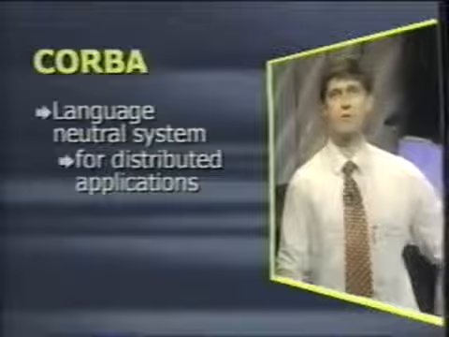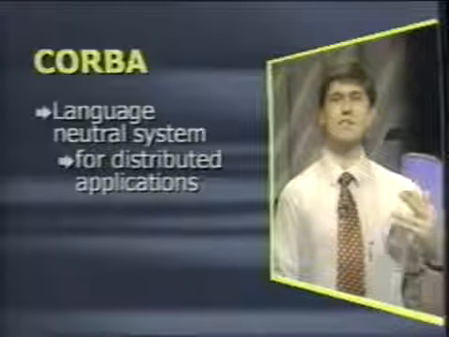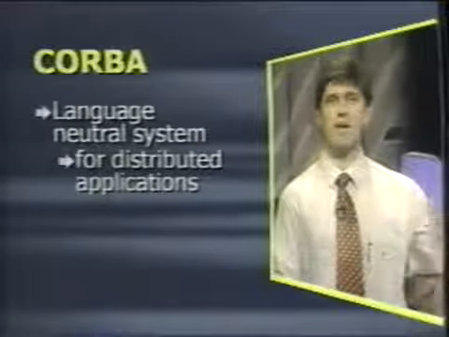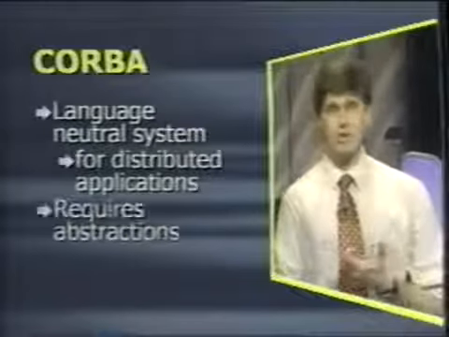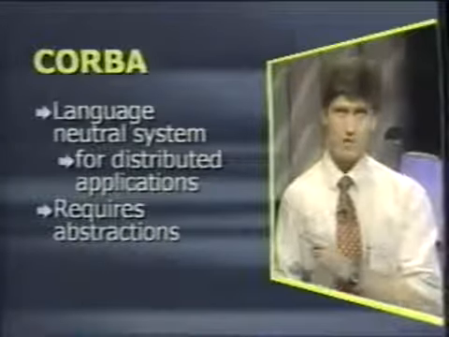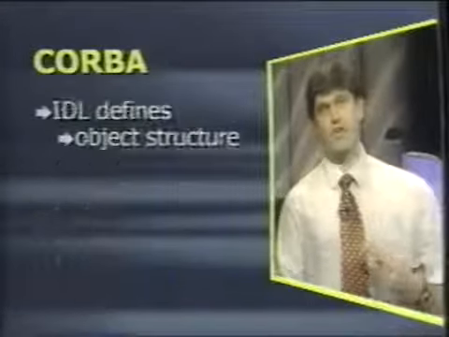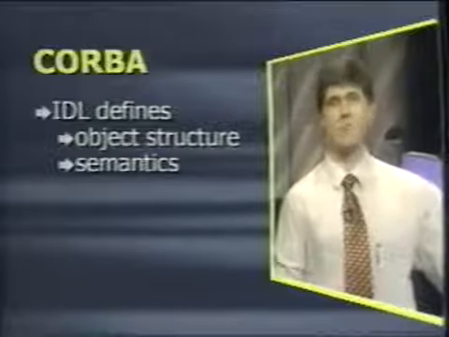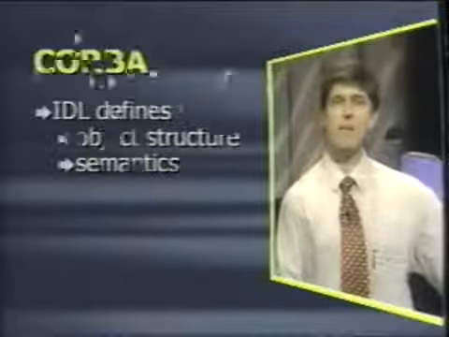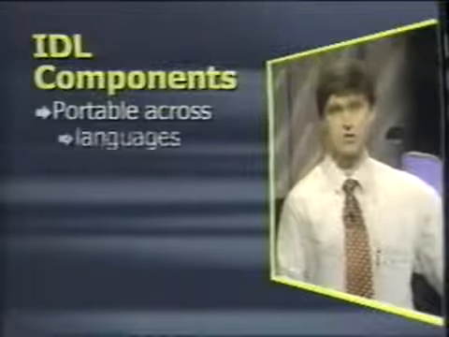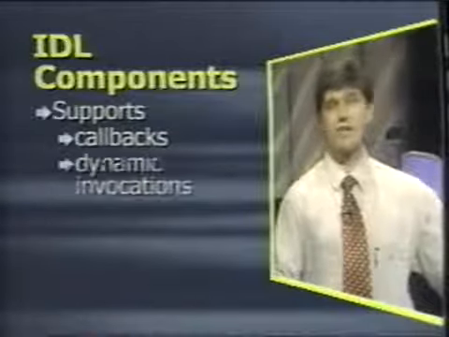CORBA is not bound directly to any language, such as C, C++ or Smalltalk. And since it deals with these different types of applications that may have very different transactional models or data representations, it requires some abstraction that will map these different environments. So CORBA uses an interface description language, or IDL, to define the object structure and semantics, as well as the parameter types and representation for these different systems. Now, IDL components are portable across languages, tools, operating systems and networks. They support callbacks and dynamic invocations.